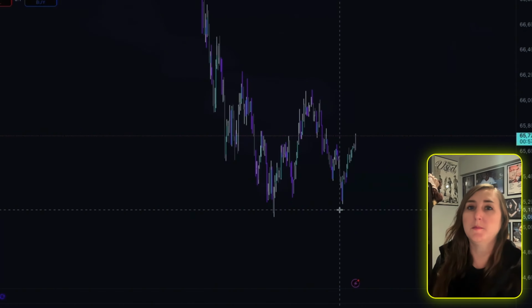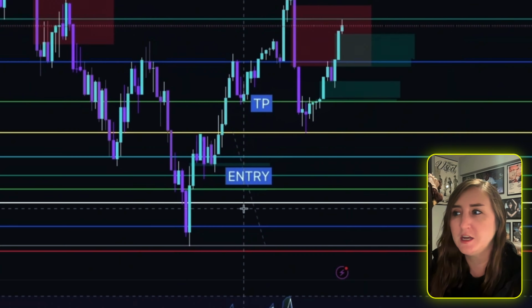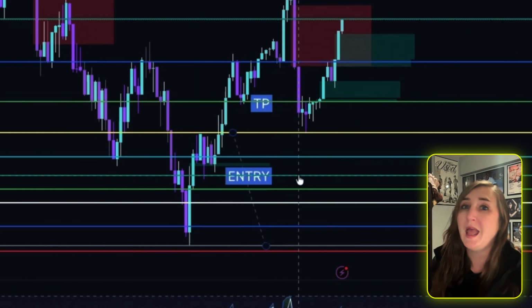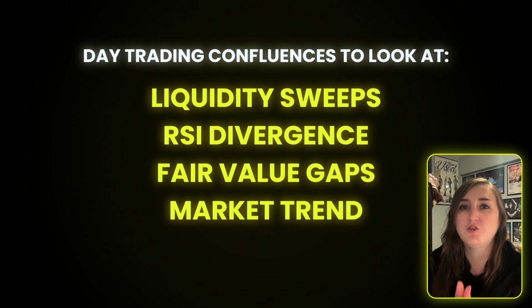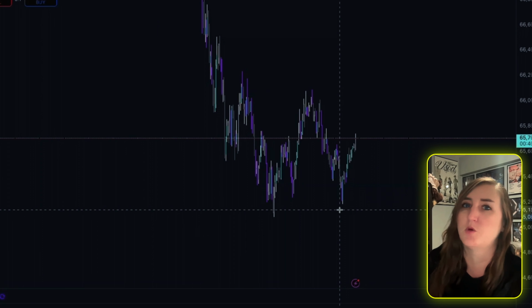Let's get into it. So I'm going to show you the exact TradingView tools and TradingView indicators you need, and those settings for those indicators that you can take to your own charts. And I'm going to show you the day trading confluences to look at so you can make sure you're getting in actually good trades and not just some random one-off trades, right?